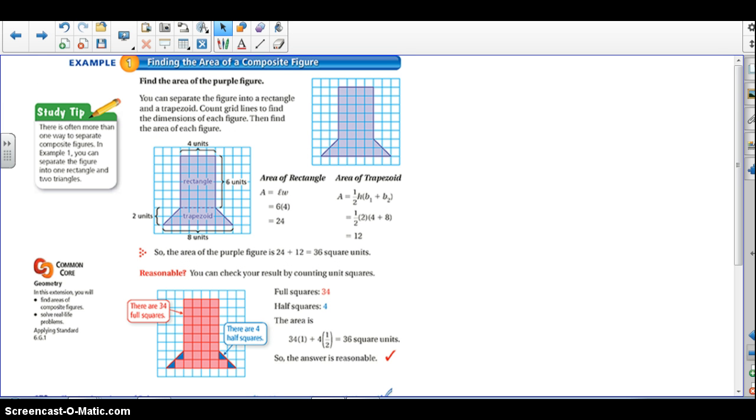In example 1 of the composite lesson, you will notice that we are working with that purple figure in there, so I want you to take a minute and read through everything. Please keep in mind the fact that there is more than one way to split this into different shapes.